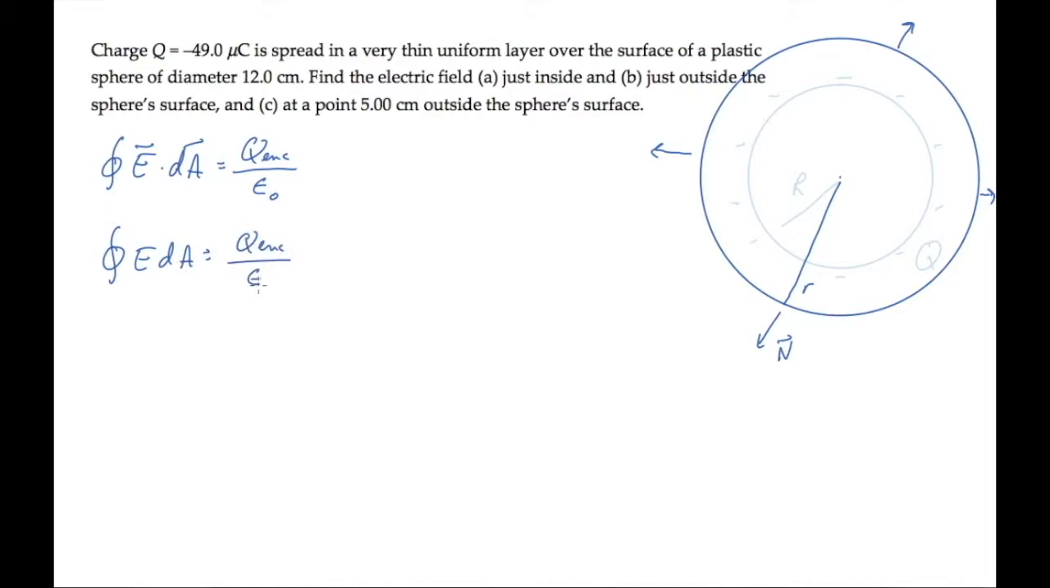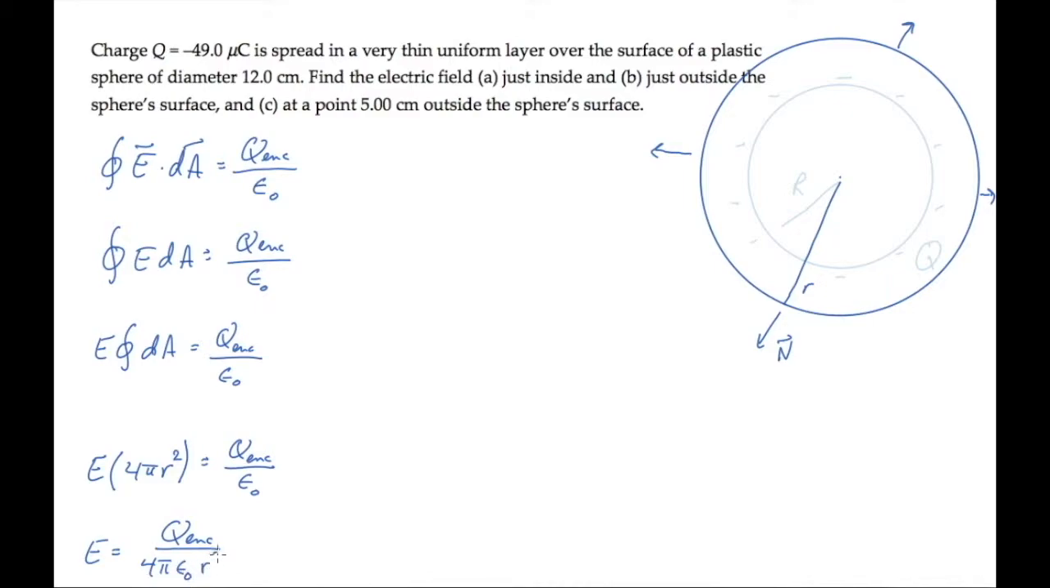And also from symmetry, we see that the magnitude of the electric field is constant over this Gaussian surface. So we can drag it out of the integral and integrate dA over the surface of a sphere to get 4 pi r squared. We can solve this for the magnitude of the electric field. It equals the enclosed charge divided by 4 pi epsilon naught r squared.